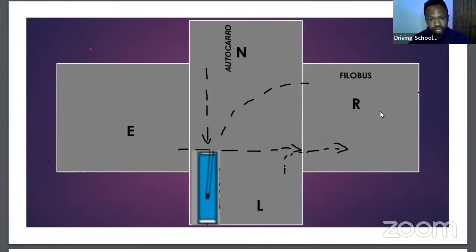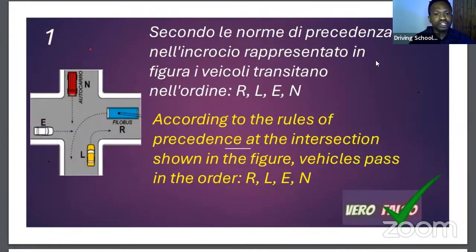So then you'll be having L-E-N-R. The question says, "secondo le norme di precedenza nell'incrocio rappresentato in figura, i veicoli transitano nell'ordine R, L, E, N." It's not true, it's falso, because what we saw there is L, E, N, R. So the answer is falso.